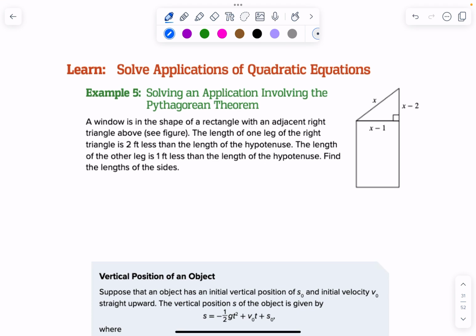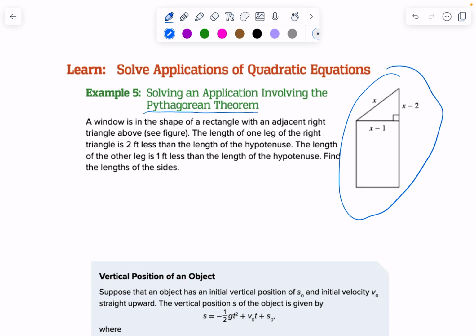All right, this one, we're going to do Pythagorean theorem on this one. Okay, so it says a window is in the shape of a rectangle with an adjacent right triangle. So they've drawn a picture of it over here. Okay, here's my right triangle at the top. And it says the length of one leg of the right triangle is 2 feet less than the length of the hypotenuse. So they have the hypotenuse is x, and then this length is x minus 2. The length of the other leg is 1 foot less than the length of this hypotenuse, okay? Find the lengths of the sides.